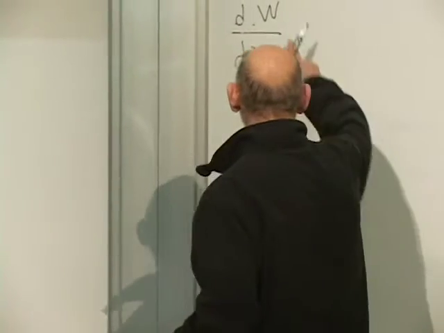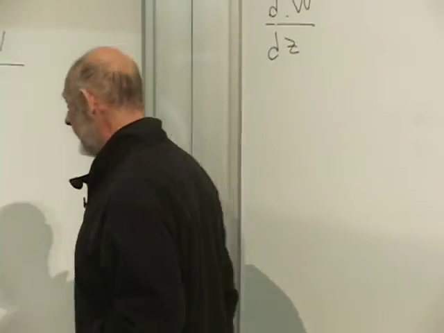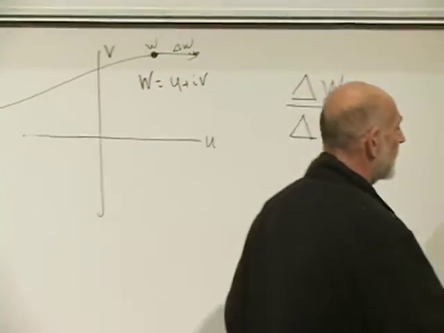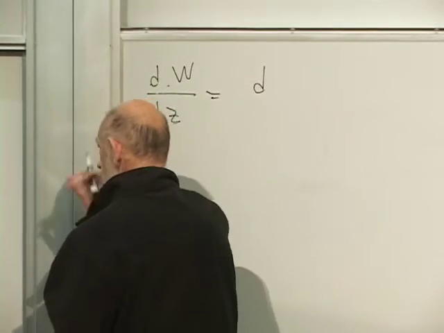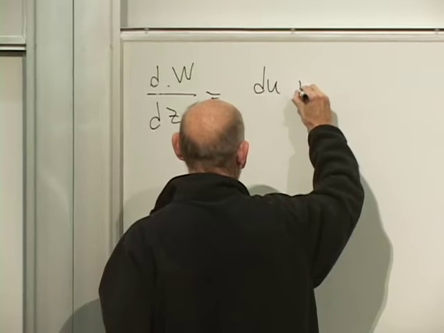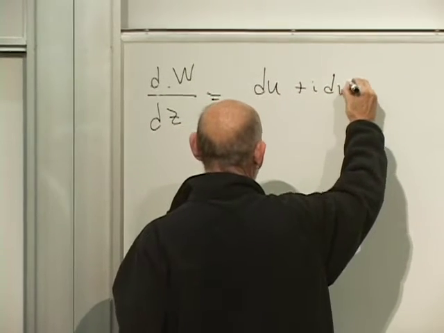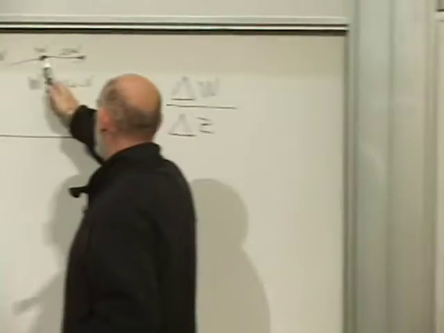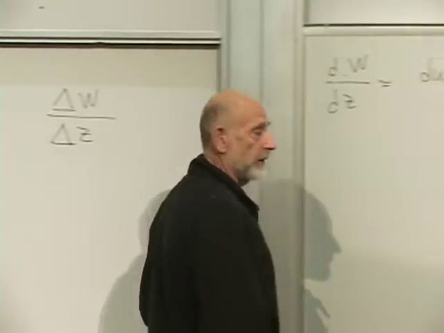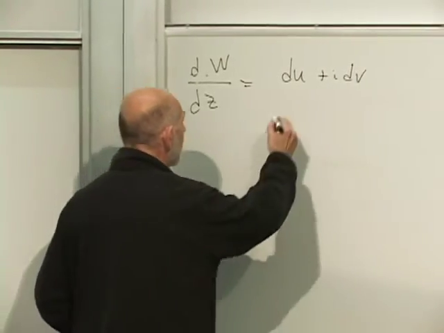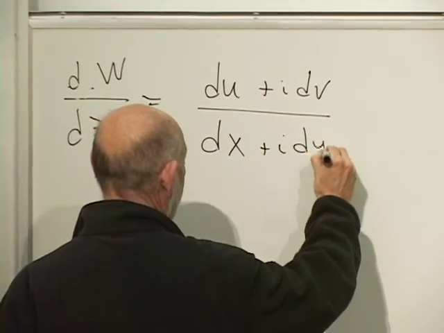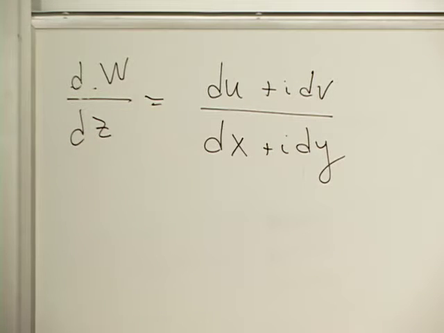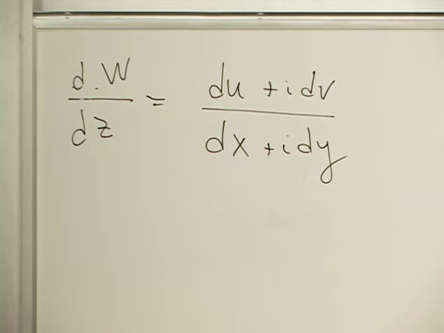Okay, so the change in w divided by the change of z, and what of course is that? That's equal to the small change in u plus i times the small change in v as you go from here to here. The differential of u plus iv divided by the differential of x plus i dy. Okay, that's very straightforward. Now let's calculate it if I come in along the x-axis.